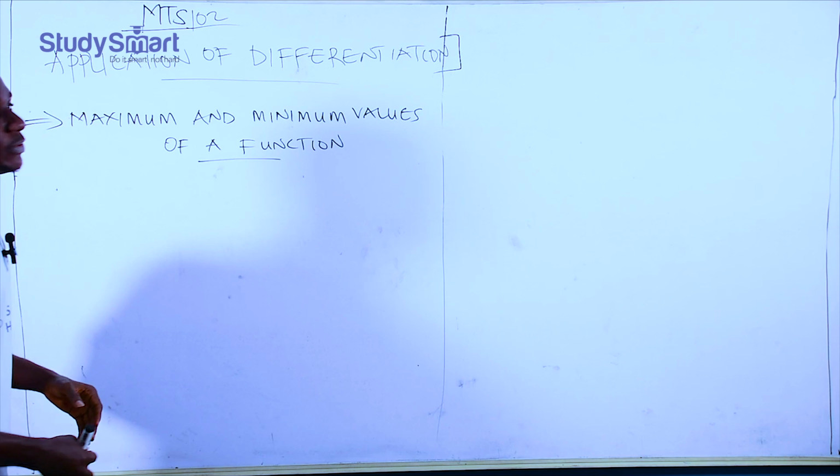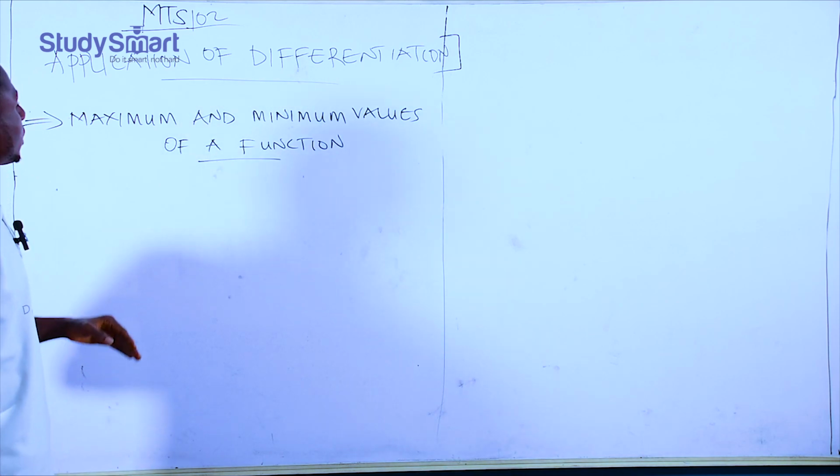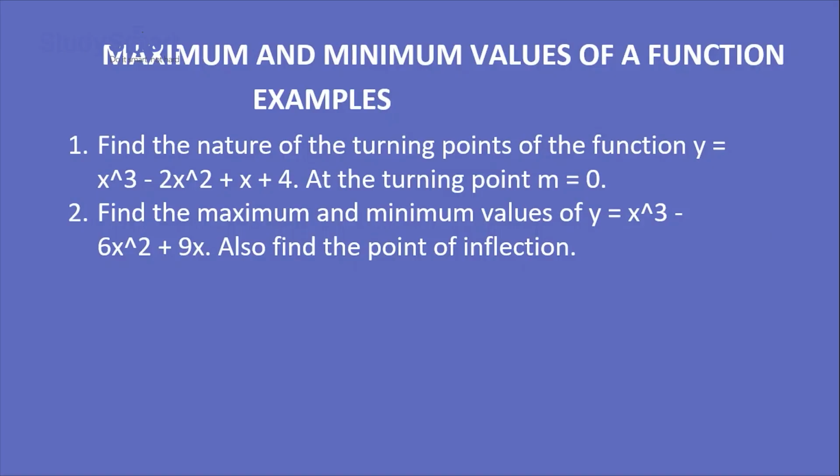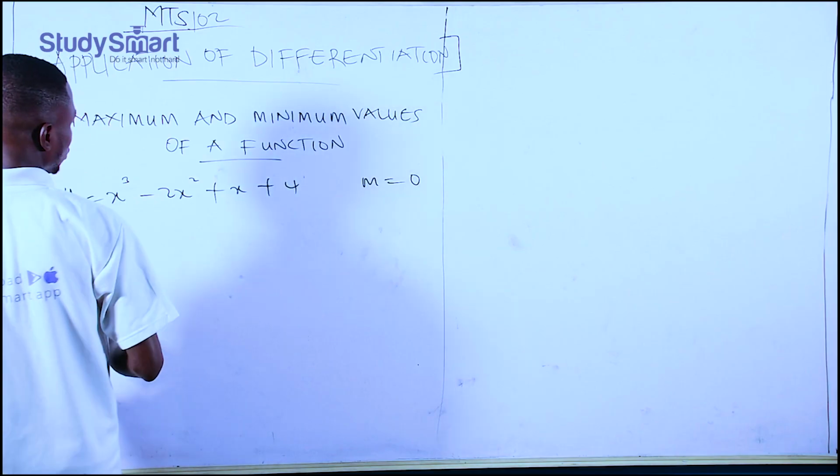We are still looking at application of differentiation, but another subtopic: the maximum and minimum values of a function. The next example says, find the nature of the turning point of the function y equals x cubed minus 2x squared plus x plus 4. We are told that at the turning point, m equals 0. So how do you go about solving this question?